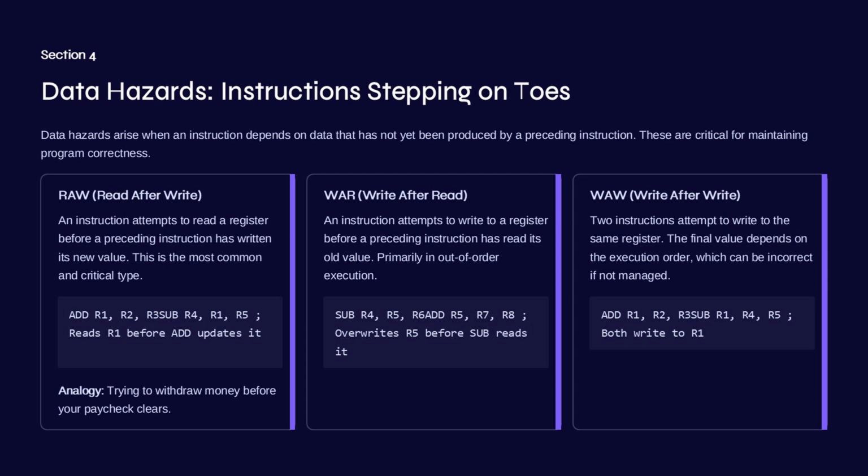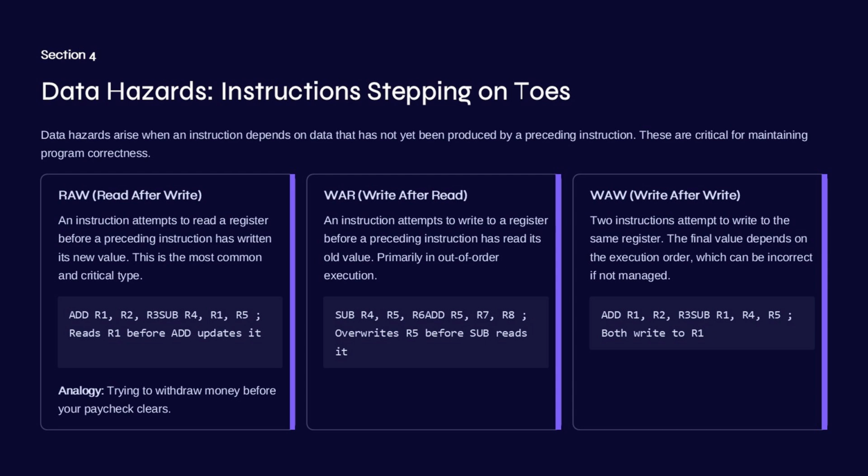1, ADD R1, R2, R3. 2, SUB R4, R1, R5, needs R1 updated. If the pipeline doesn't handle this, instruction 2 will read the old value of R1. That's a logic error. Real-world analogy: imagine trying to take money from an ATM before your paycheck is deposited.